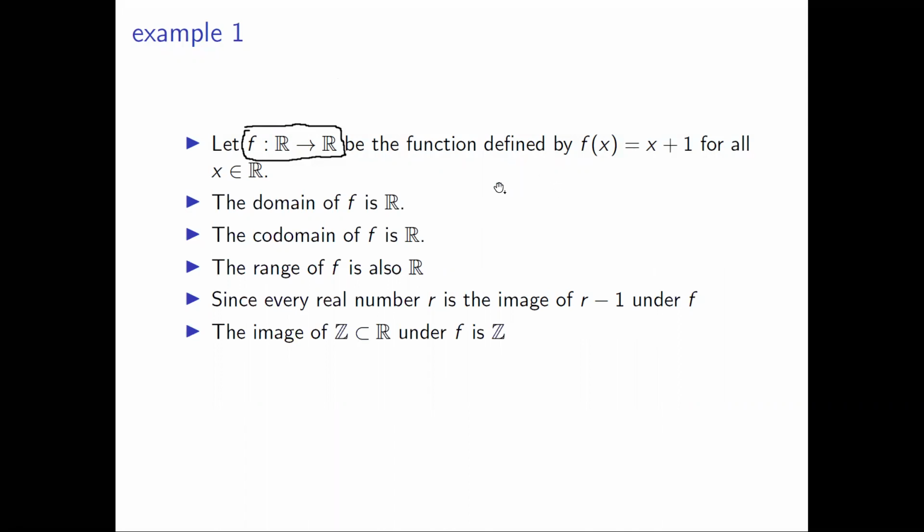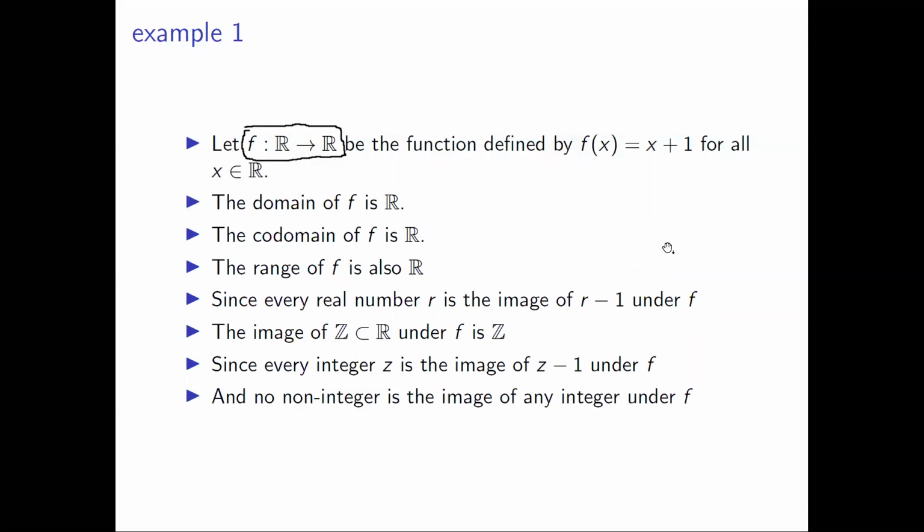We can also look at the image of a subset of the reals under this map f, and we can consider the subset being the integers. If we have this function f of x equals x plus 1, the image of the integers under f is just the integers, because every integer is the image of itself minus 1. And if we have some non-integer, it cannot be the image of any integer under f of x equals x plus 1, because if x is an integer, then so is x plus 1. Can't get a non-integer.